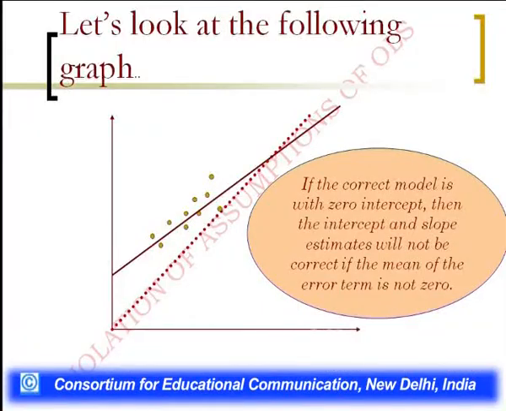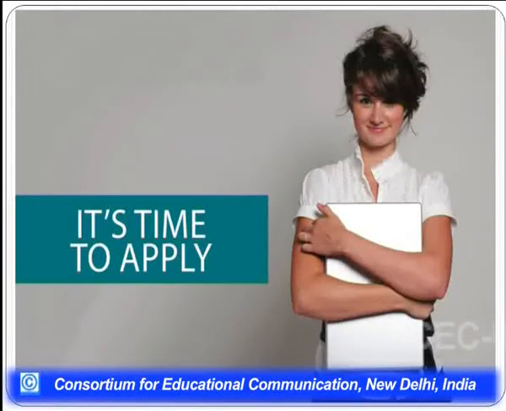We are seeing here the violation of assumptions of OLS. If the correct model has a zero intercept, then the intercept and slope estimates will be incorrect if the mean of the error term is not zero. So it's now time to apply this to basic problems. Let us have a look.